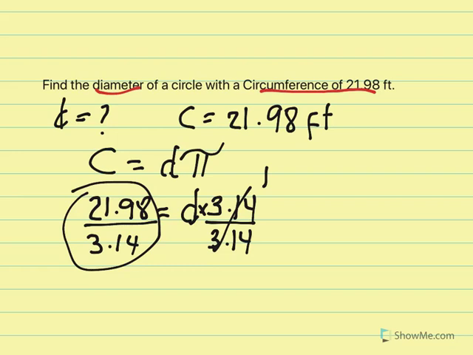Let's actually do it like we don't have a calculator, so we can review how to divide those decimals right there. Okay? So I got 21.98 divided by 3.14. Okay. So let's remember this.